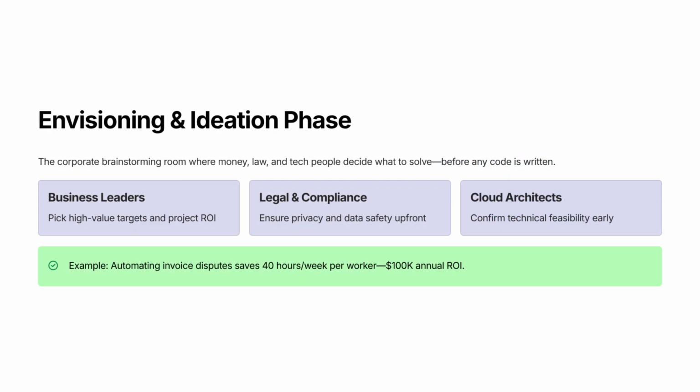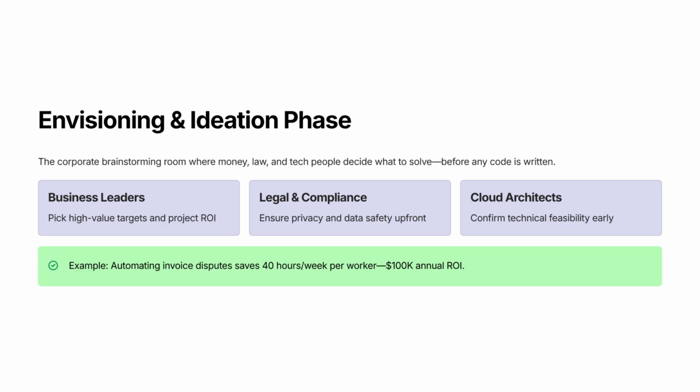When we step onto the very first station of the Foundry assembly line, we enter the envisioning and ideation phase. In textbook language, the envisioning and ideation phase is formally defined as the collaborative cross-functional discovery stage, where business executives, legal compliance officers, and cloud architects systematically identify high-value operational use cases, define transformation scopes, and establish baseline return on investment projections.